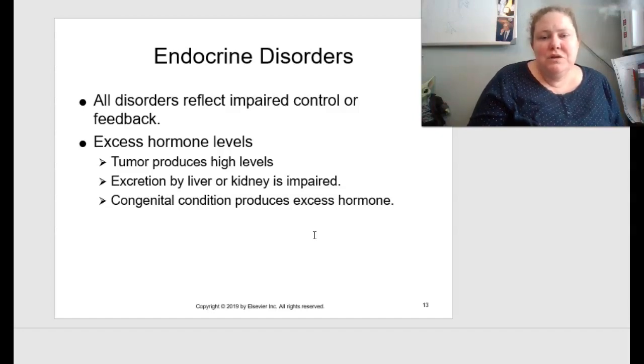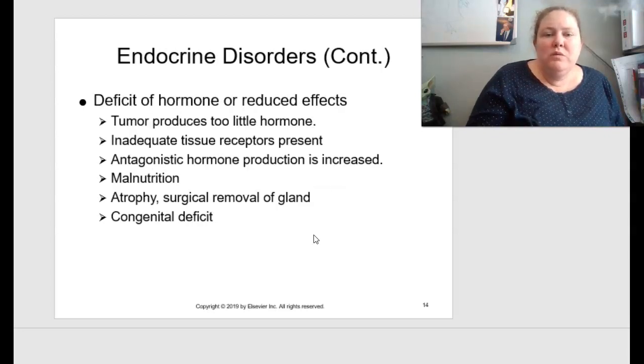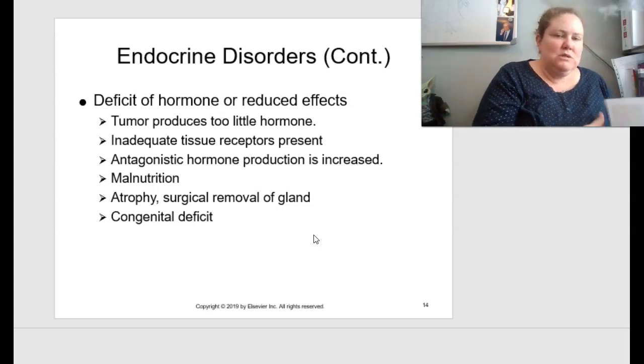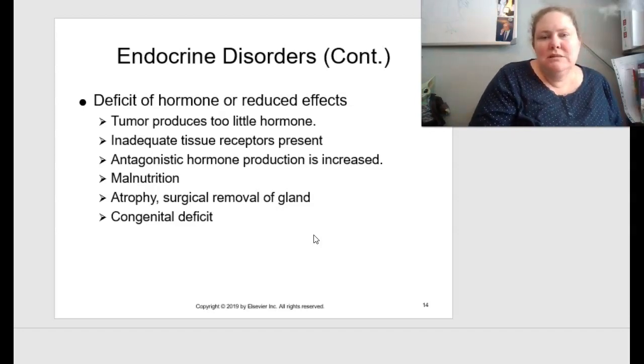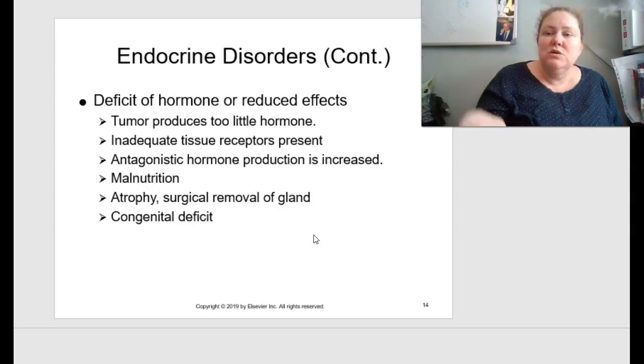So you can see that a lot of the disorders are going to be affected by either the lack of or the overproduction of hormones due to impaired control or the feedback mechanism being broken. When we're talking about a deficient amount of hormones or reduced effects, maybe a tumor is going to cause us to produce less than what we're supposed to. This would result in us having too little hormone. We can also have inadequate receptors. So we can be flooding the system with the hormone, but we don't have the receptor to attach onto that signal, so it's not doing us any good.